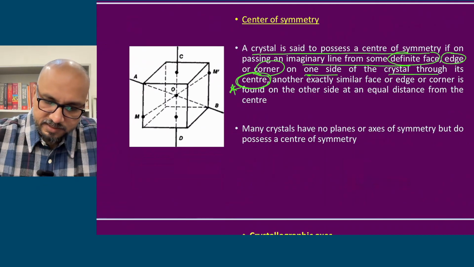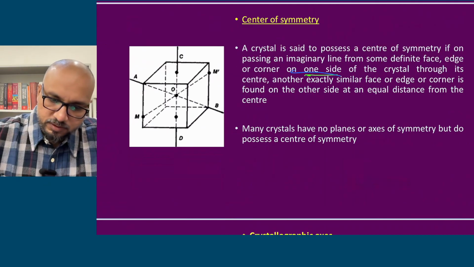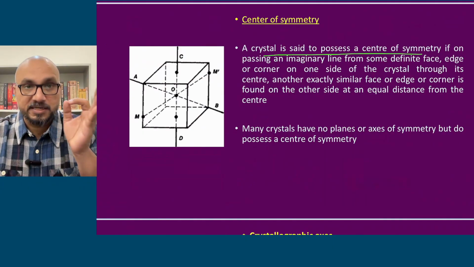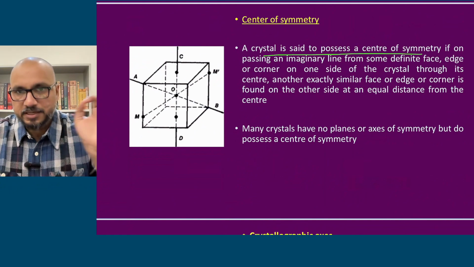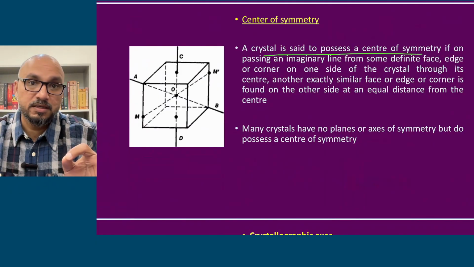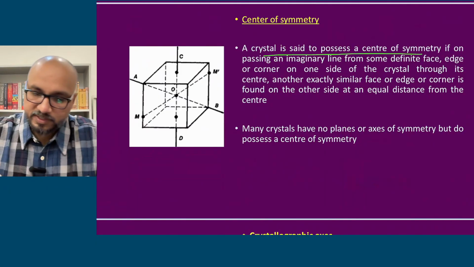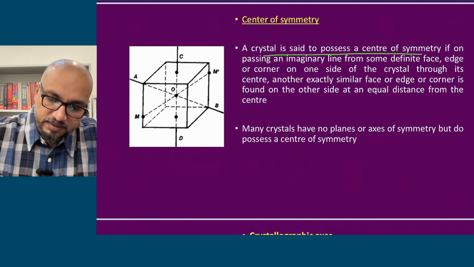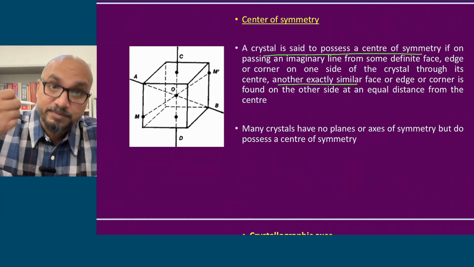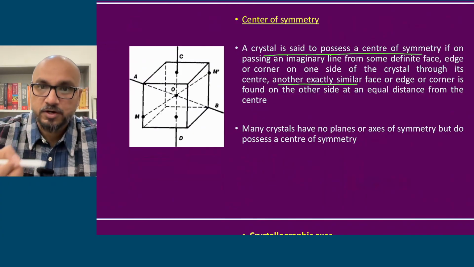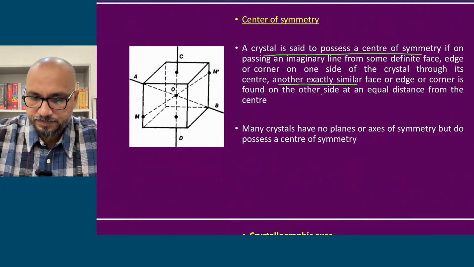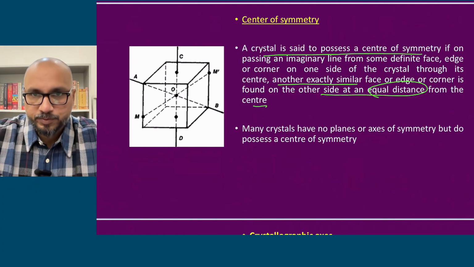Okay, so again let us repeat this, so clarity will come. So a crystal is said to possess the center of symmetry if, on passing a line from an edge or a corner or center of a face, and this line passes through the center of the crystal, you will encounter another similar face or edge or corner on the other side, which is at equal distance from the center. Then it is said to possess center of symmetry.